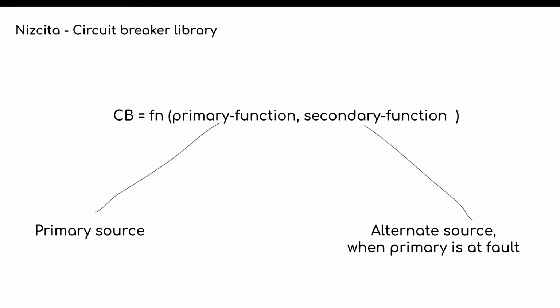So now in this video, let's dig into the detailed design of Nitsita, which is the circuit breaker library that I have designed for C# and Node.js, and let's build it up from the ground up. A circuit breaker, we can consider it as a function of a primary function and a secondary function. The primary function is nothing but the primary source which we want to invoke. But if the primary is at fault, then we want to have an alternate source, which is nothing but the secondary function.